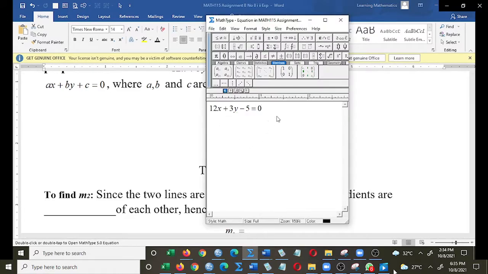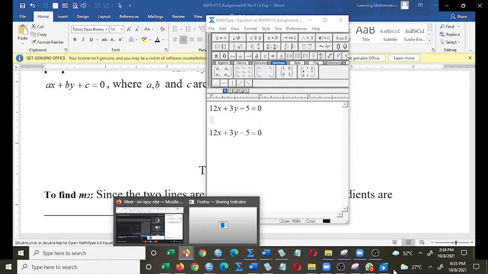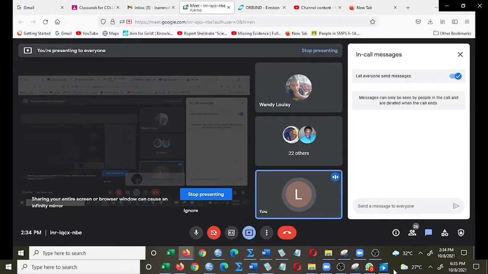So what must we do to find m1? Make y the subject. We have to make y the subject. So in the assignment question, you don't have to do this. You can get m1 right away.